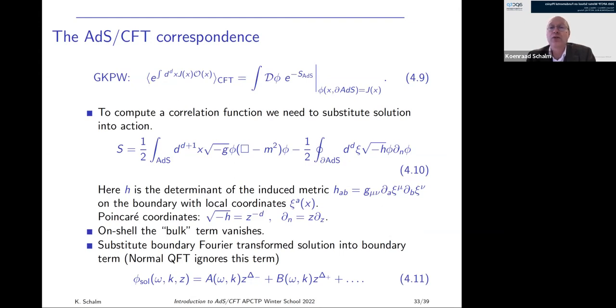Or in other words, we solve for the equations of motion and we substitute the solution to the equations of motion back into the action of AdS. And that is the leading contribution to this path integral. So that is what we're going to do. We're going to find the equation of motion given this boundary condition, substitute back into the action, and then I have what should be equal to my functional for the CFT correlation function in the presence of sources.